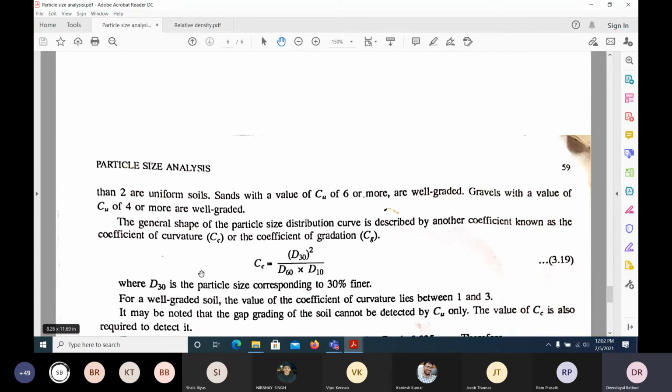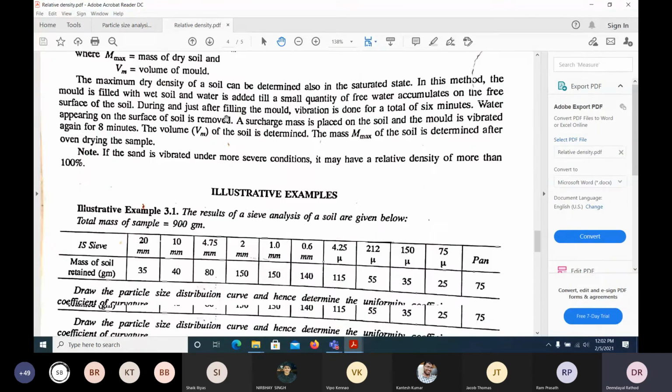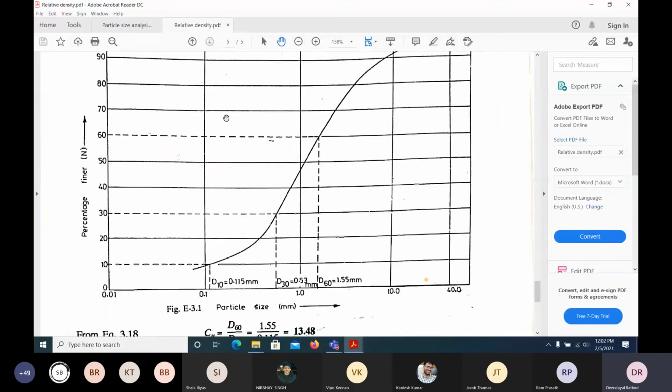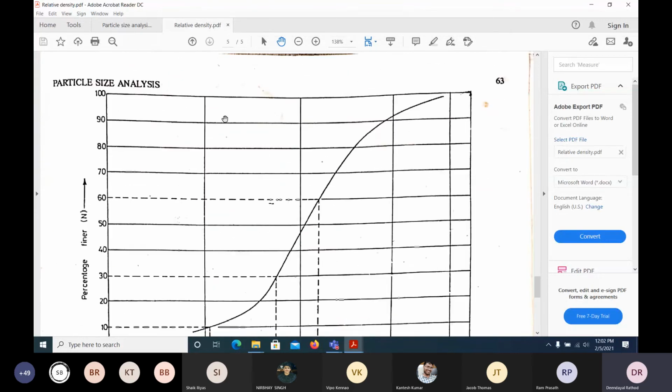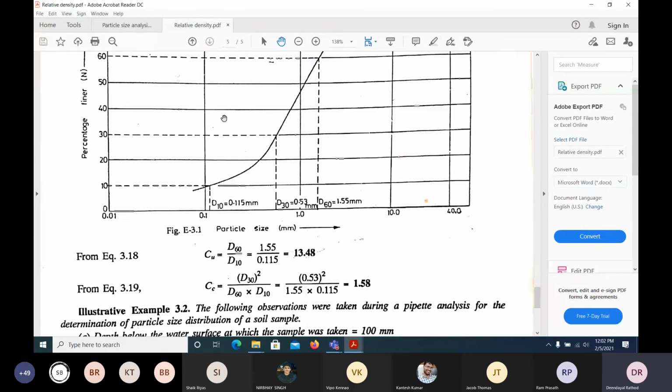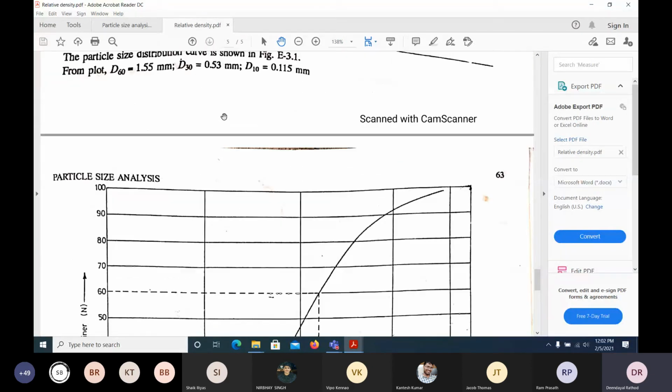Here the coefficient of curvature is lying between 1 and 3. This is the well graded soil actually. Understand? So it is having all the types of particles. It is having all the types of particles. That's why it is called the well graded soil. Likewise, we can classify the soil by using the sieve analysis.